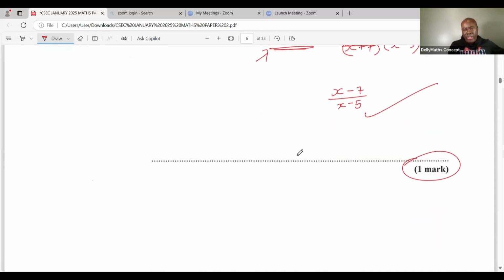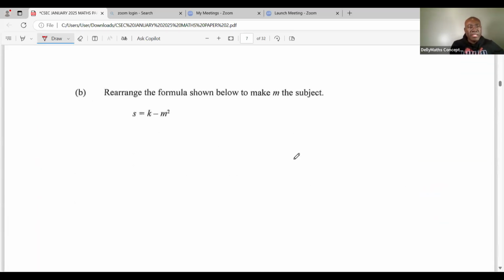All right, let us take a look at another question. For this question, it says, rearrange the formula shown below to make M the subject. So we want to make M the subject. I have S, which is equal to K minus M squared. What I could do is make sure that my M squared is positive. As you could see, it's negative here, and I would love it to be positive. So I'm going to add M squared to both sides.